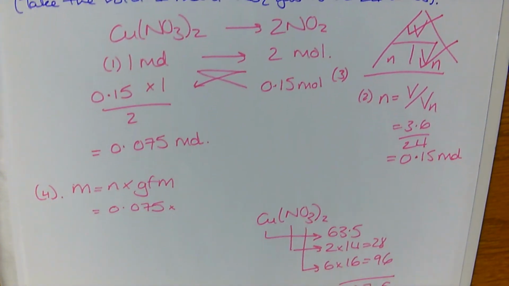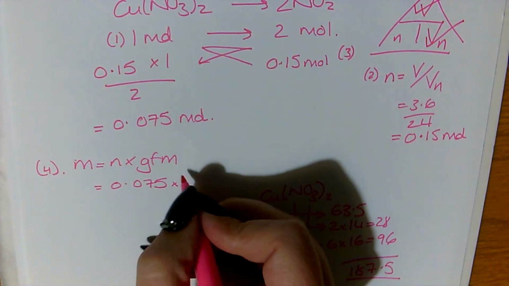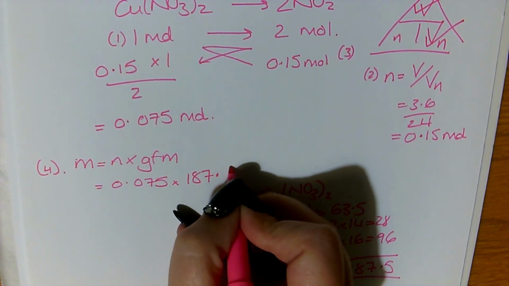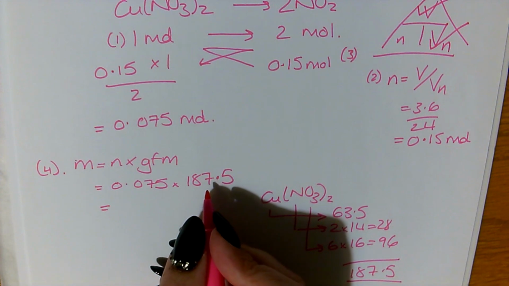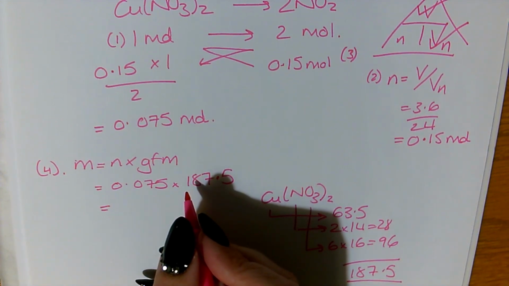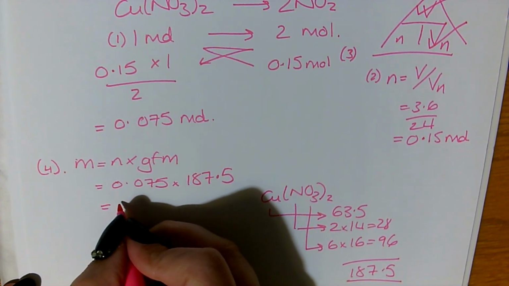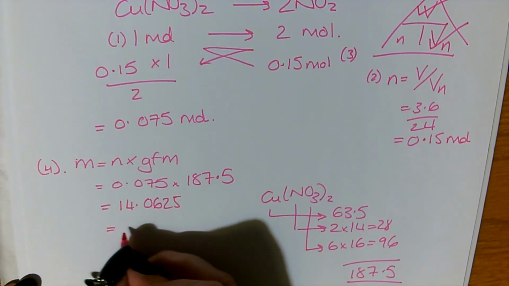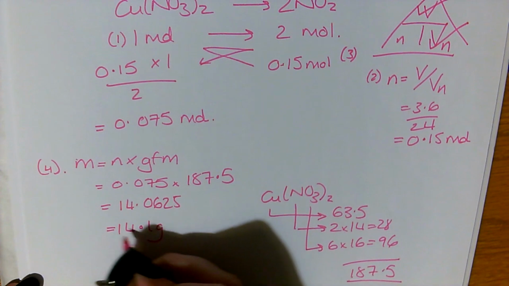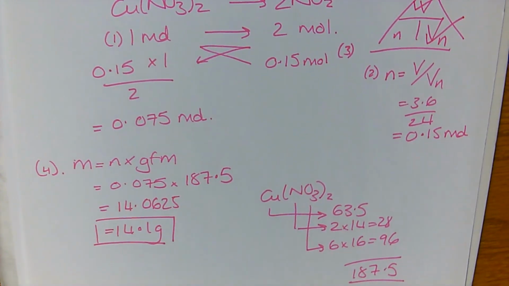Okay, so we get 187.5 grams, and we're just going to plug that into this calculation up here, and when we work that out we should get 14.0625, which we can of course round to 14.1 grams, and that is the answer for that question.